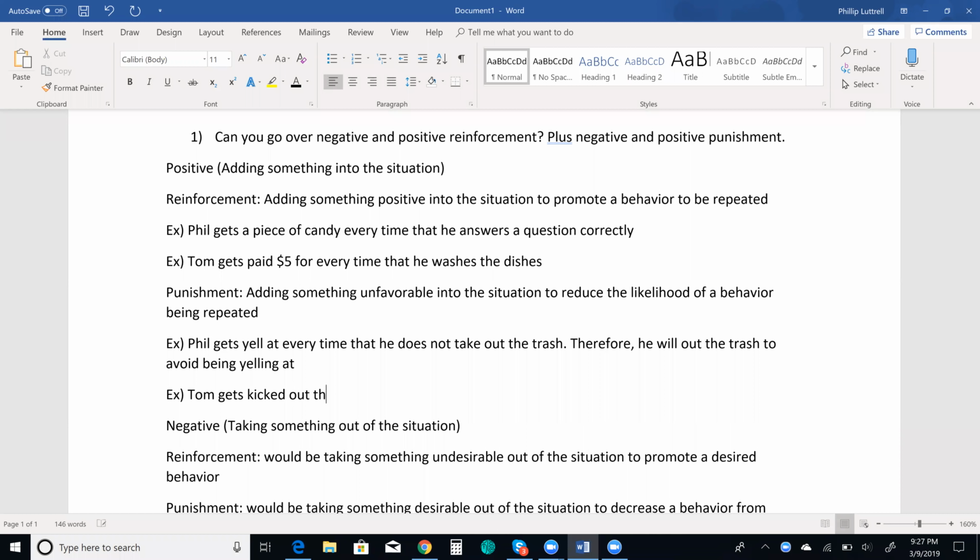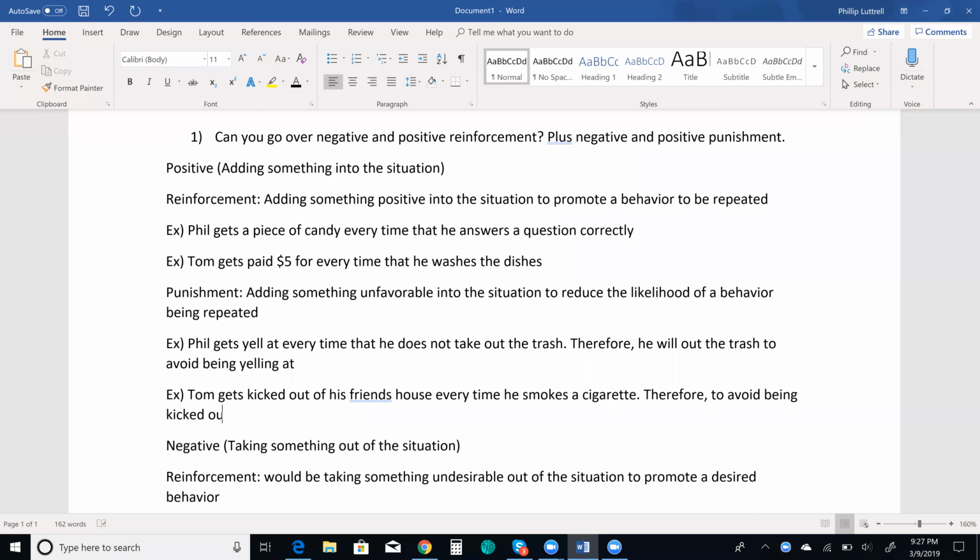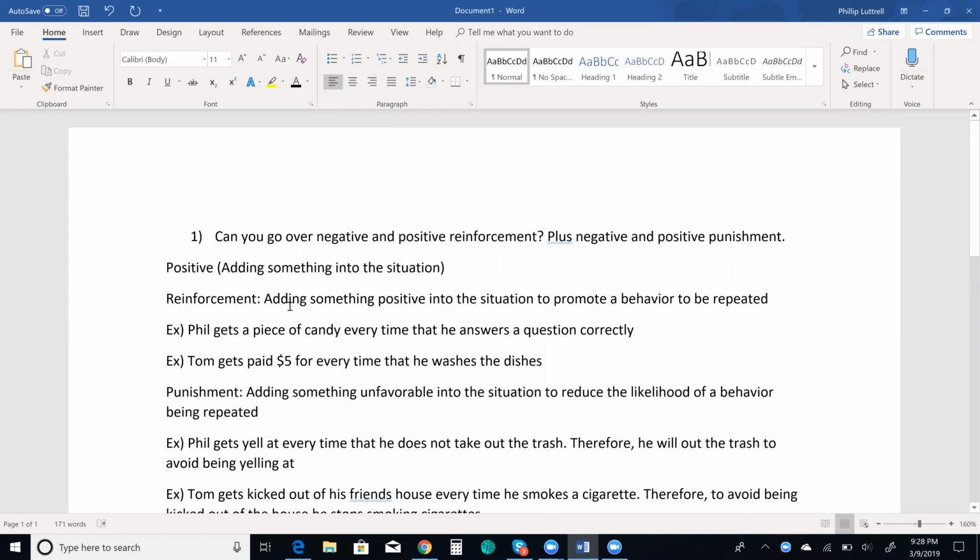So Tom gets kicked out of his friend's house every time he smokes a cigarette. Therefore, to avoid being kicked out of the house, he stops smoking. So that would be our positive. So the punishment is adding something unfavorable, getting kicked out of the house, getting yelled at. Reinforcement is adding something desirable. So getting a piece of candy if you enjoy candy, or getting $5 if you enjoy money.